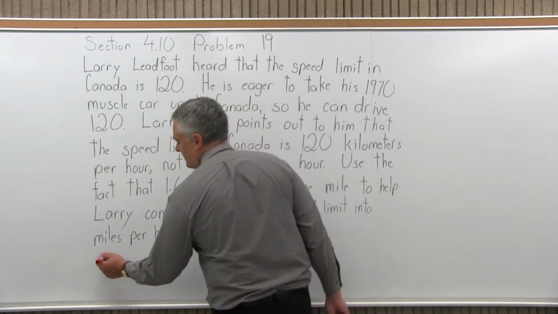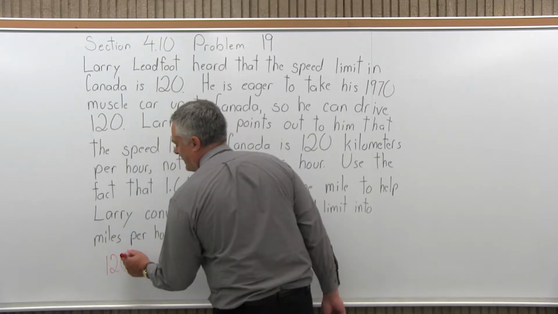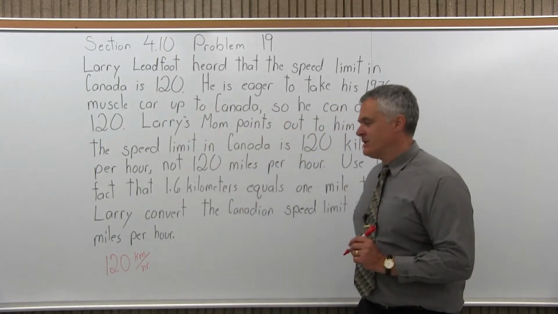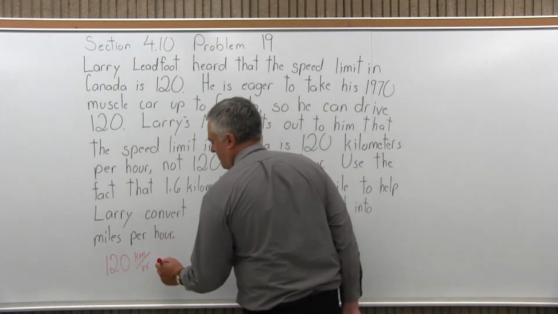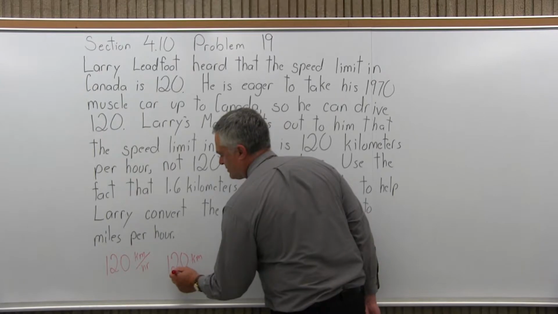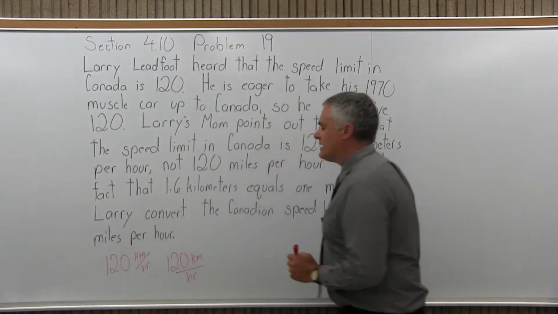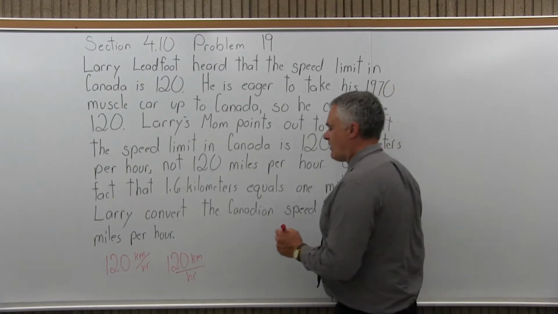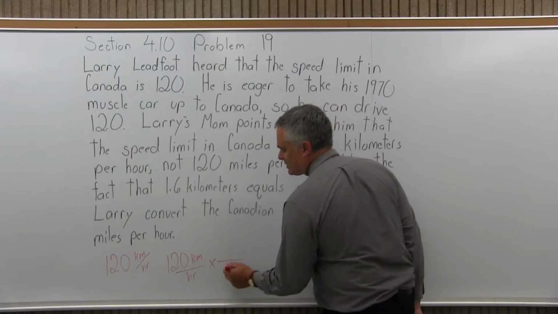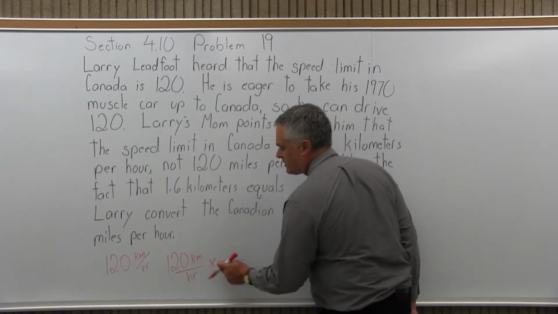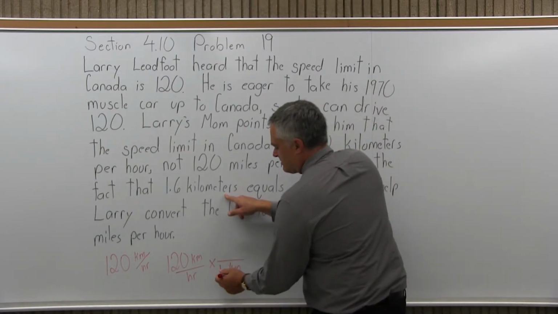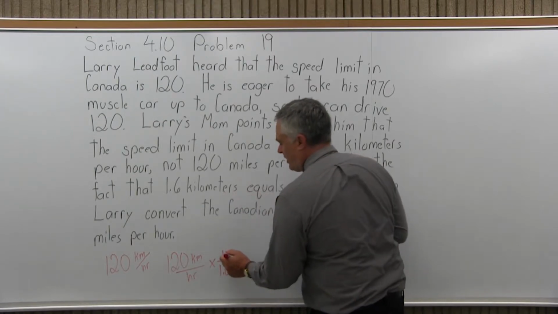So, what we have is 120, and that's in kilometers per hour. And I want to multiply that times something so I get miles per hour. So first of all, the 120 kilometers, we can put hours under the whole thing. You can write it either way. So we have kilometers per hour. So now, I'd like that kilometers to cancel, so I want it to be in the denominator because it's already in the numerator and I want to cancel it. And I have the fact that 1.6 kilometers is equal to 1 mile.